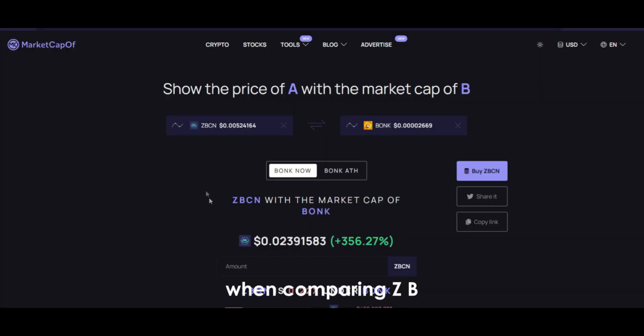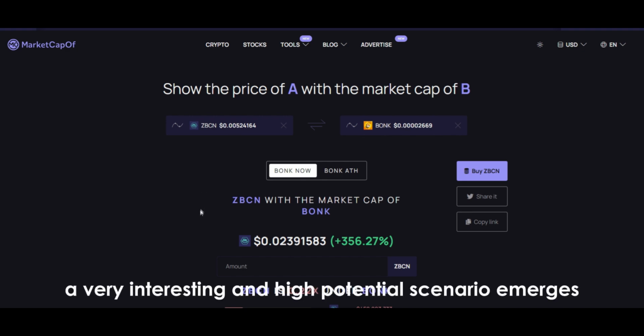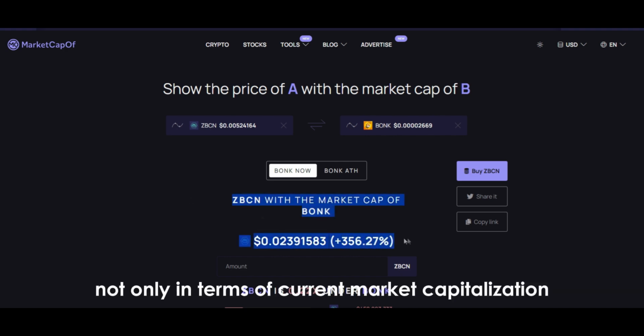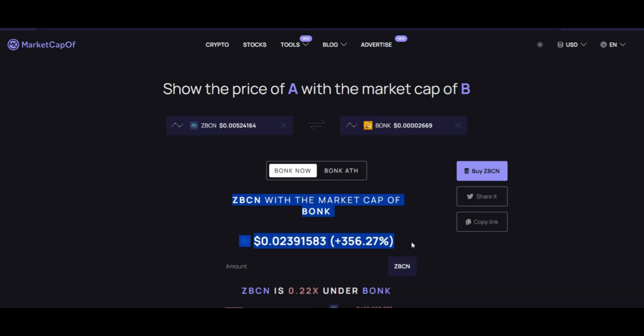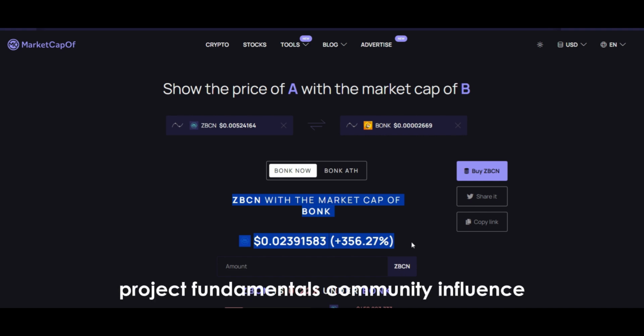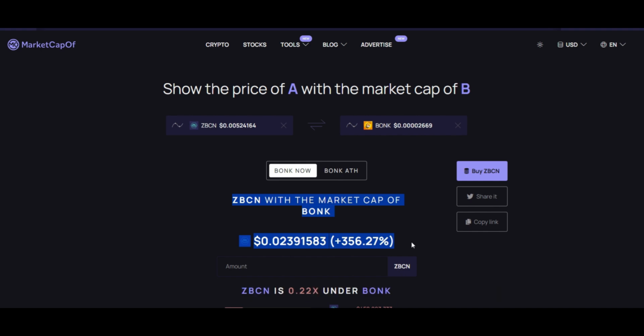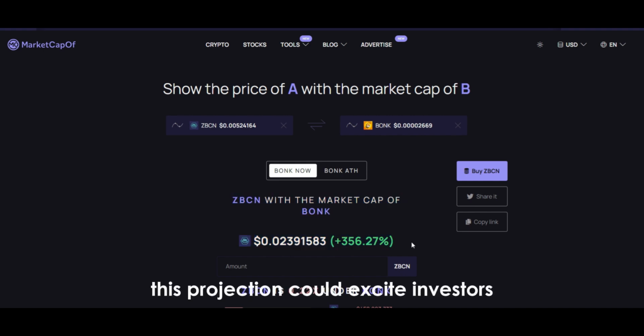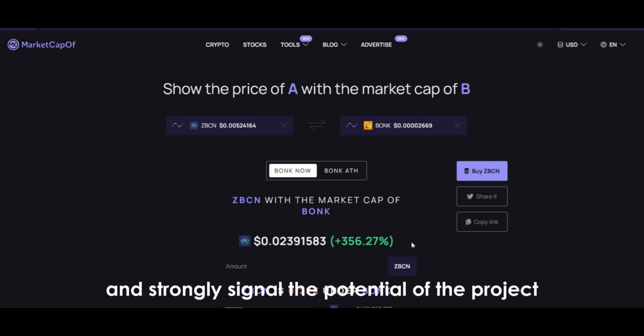When comparing ZBCN to BONK, a very interesting and high-potential scenario emerges from an investor's perspective. This comparison should be evaluated not only in terms of current market capitalization, but also in the context of project fundamentals, community influence, development pace, and market perception. If ZBCN reaches BONK's market cap, this would imply approximately a 350% price increase. This projection could excite investors and strongly signal the potential of the project.